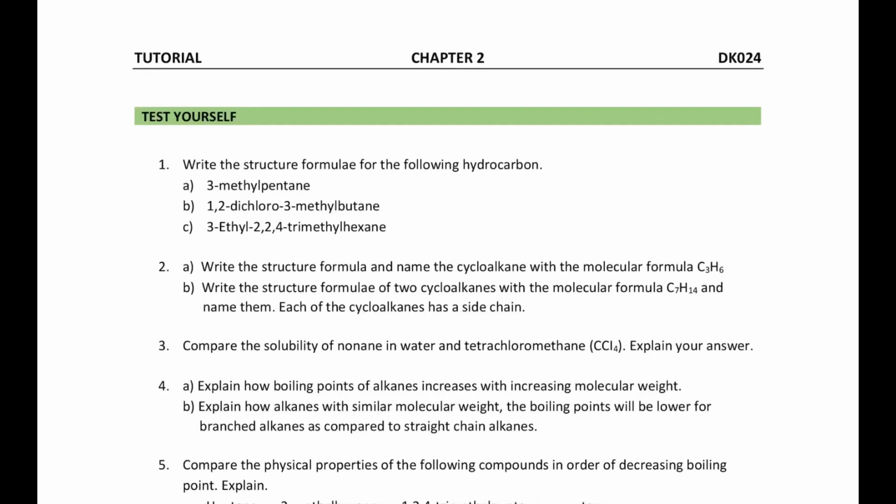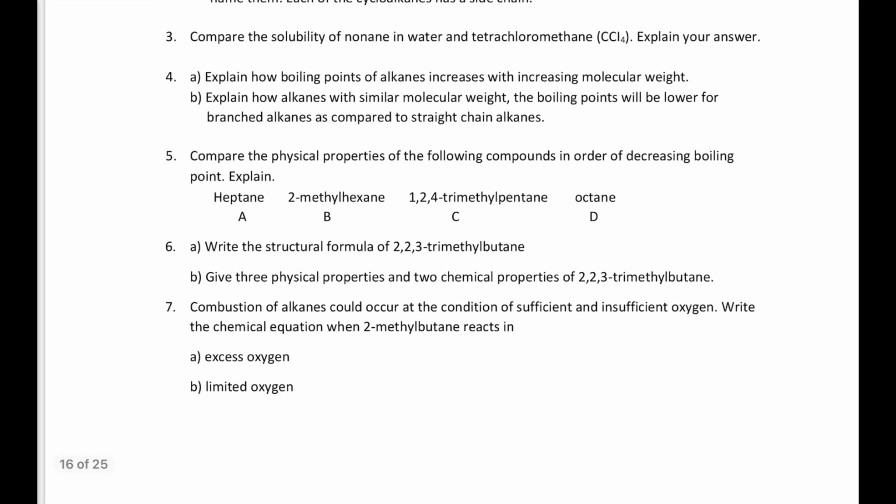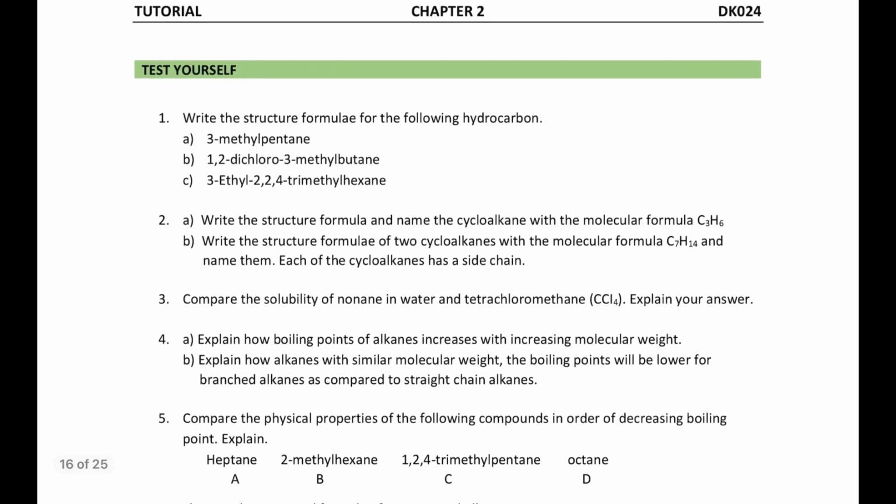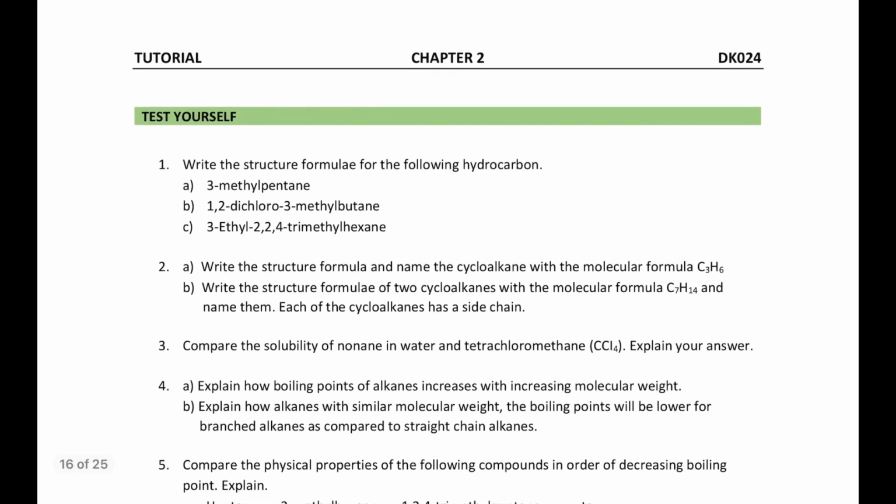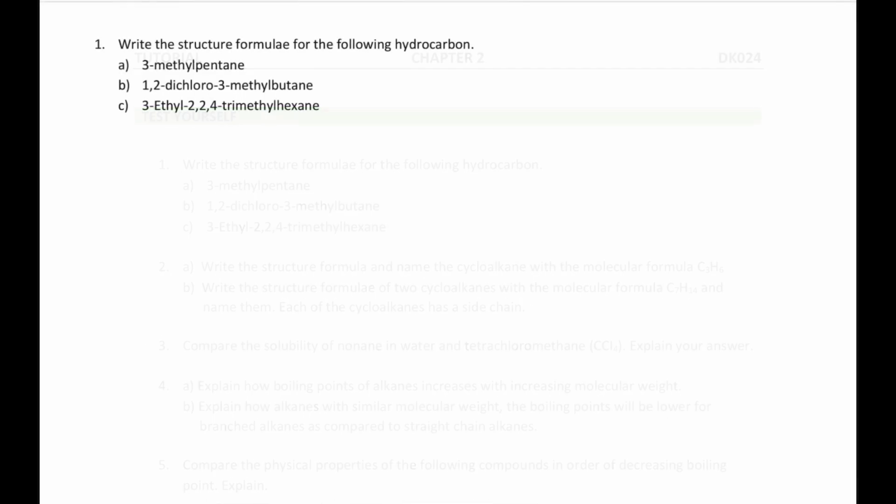So today we're gonna discuss tutorial chapter 2 alkane, and this is section 3, test yourself. There are 7 questions in total, so we're gonna discuss them one by one. So let's start with question 1. Write the structural formula for the hydrocarbons.